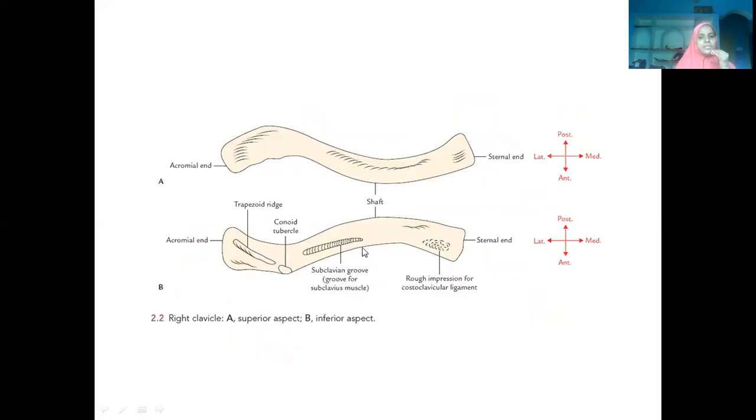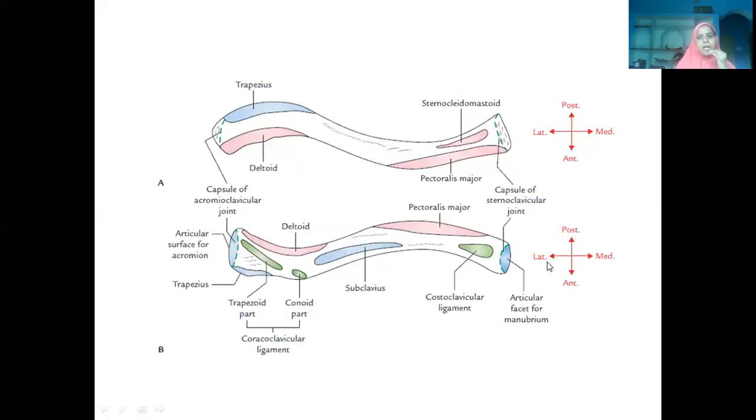Superior. Now we will see the attachments on the inferior aspect. Now this end is the medial end and this end is the lateral end. Medial end is articulating with which bone? Sternum, and also first rib. Yeah. So here we have the articular facet for the manubrium part of the sternum, and the name of the joint is sternoclavicular joint. The margins of this facet will give attachment to the capsule of the sternoclavicular joint.